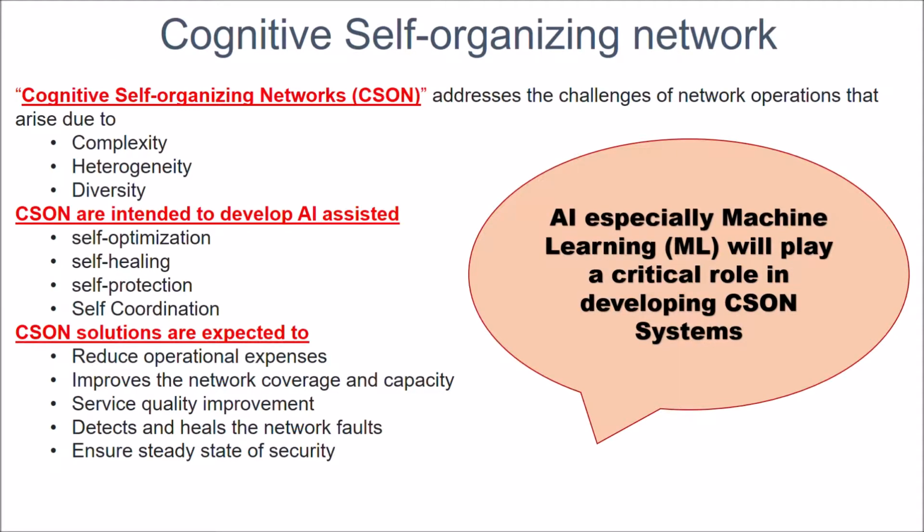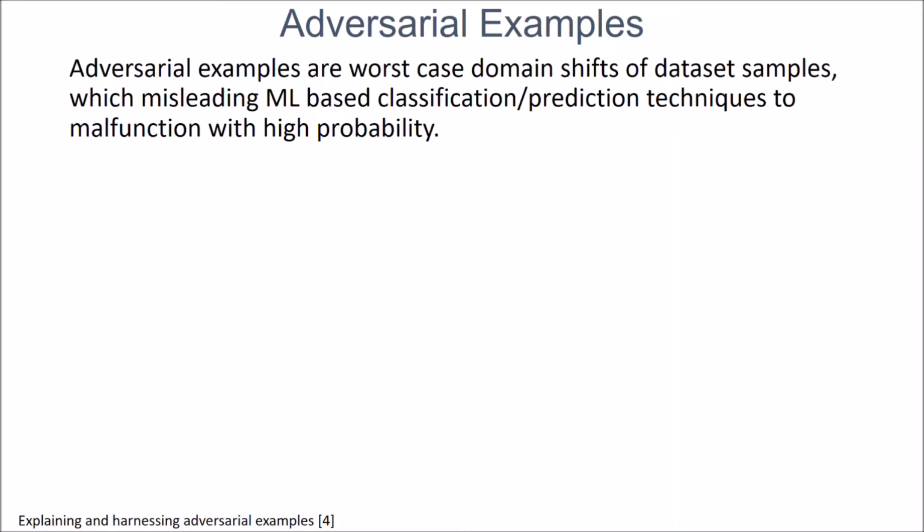Since machine learning is playing the critical role, a very big limitation to machine learning is adversarial examples. Adversarial examples are worst case domain shifts of data set examples which mislead ML based classification or prediction techniques to malfunction with very high probability.